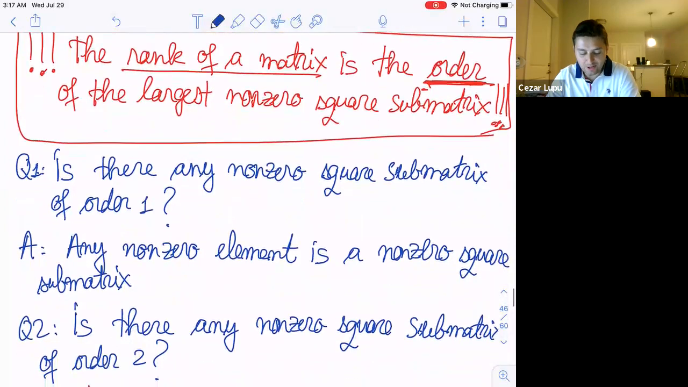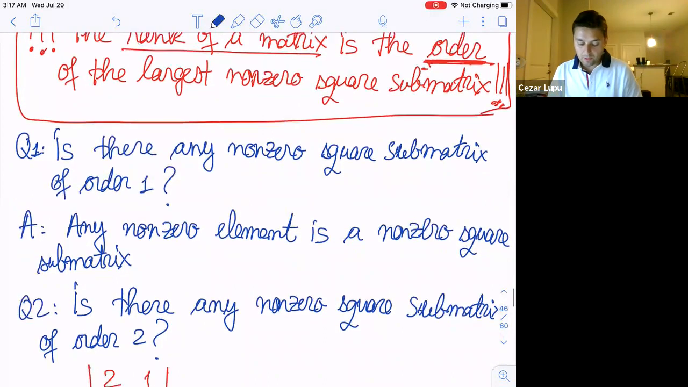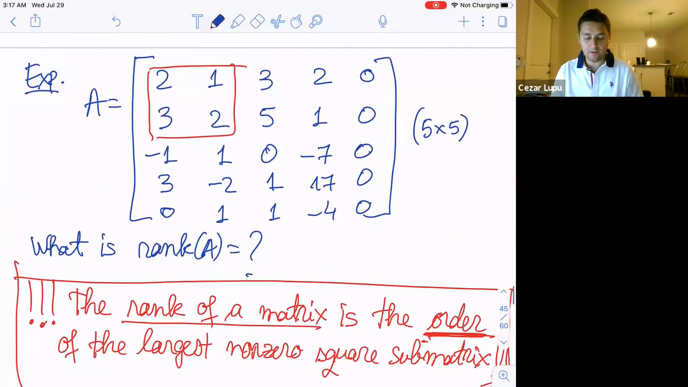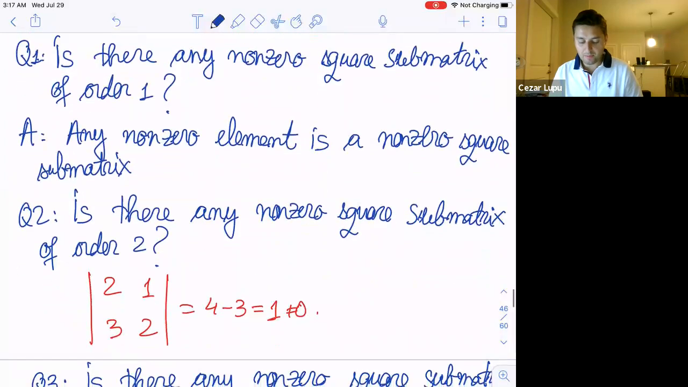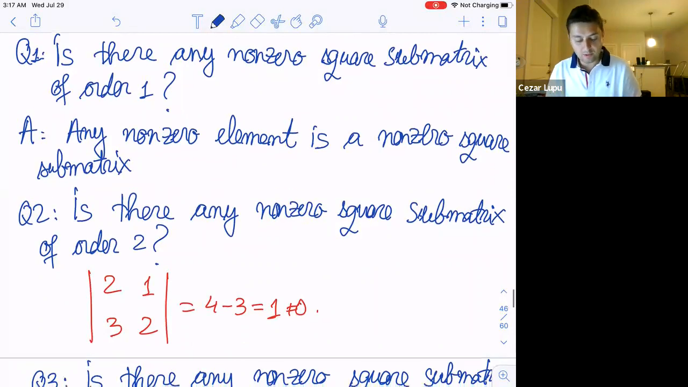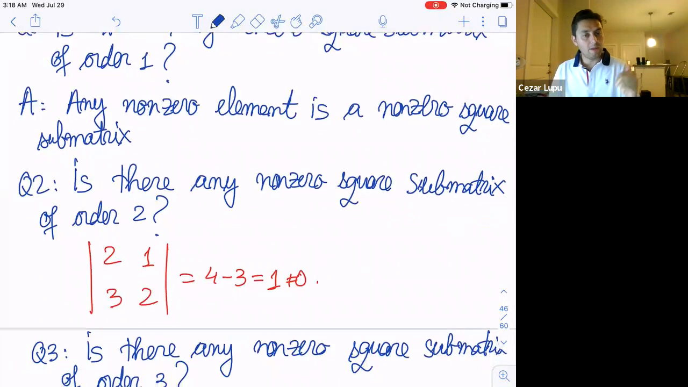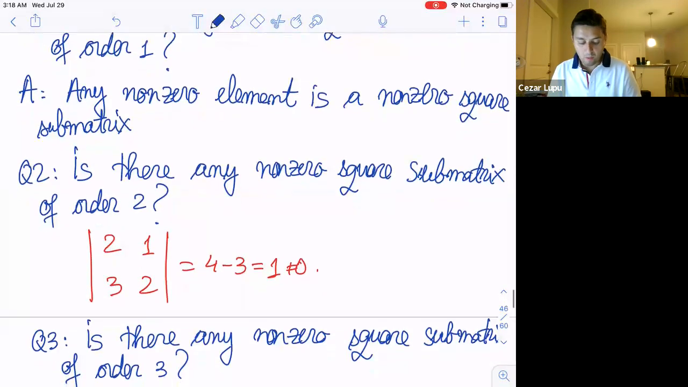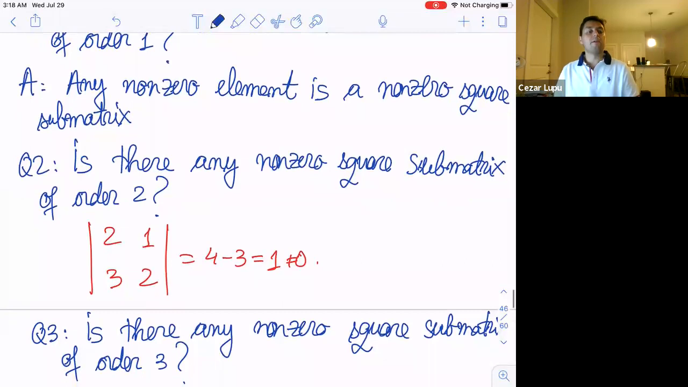And now the second question, I want to go a bit further. Is there any non-zero submatrix of order 2? Let's look, and I look at this one here, boxed in red, and I want to compute this. The determinant of this submatrix, 2, 1, 3, 2, is 1, which is non-zero. Okay, so I go up a bit. The rank will be at least 2. All right, let's go even further.